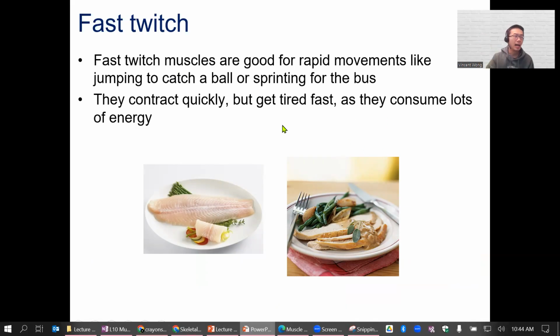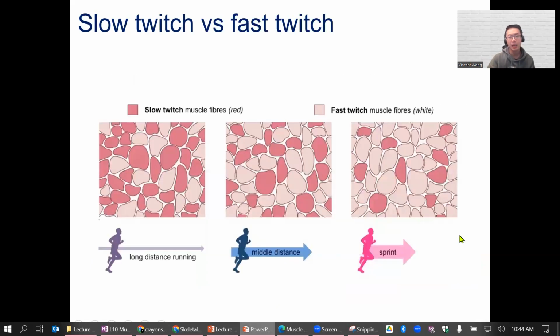Okay. You can change though. You can train your muscle. So if you train for a marathon, then the percentage of slow twitch fiber is going to increase, right? Whereas if you're training for sprinting, a 100-meter sprint or something, then it's going to change into more fast twitch fibers. It's not a fixed thing; it's a ratio.